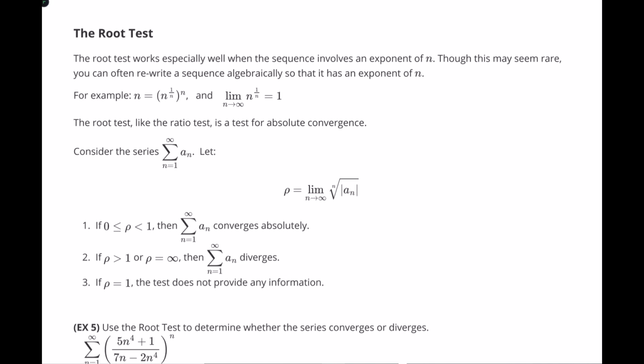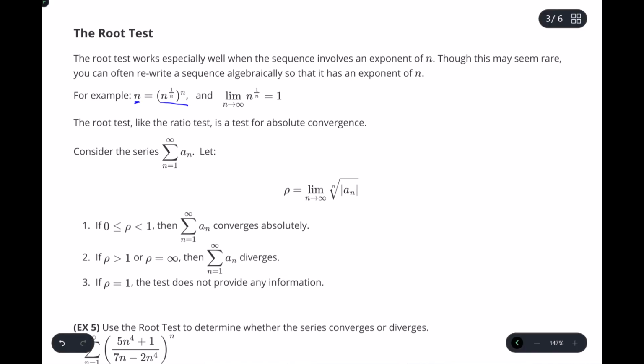Whenever your series has an exponent of n, that's where the root test really comes into play. Now, that might seem rare, but you can actually insert a power of n into a sequence using a little bit of algebra. So for instance, if you just have a term n, and you want to make that have a power of n, you can rewrite this as n to the 1 over n raised to the nth power. Because 1 over n raised to the nth power, those multiply and cancel out back to 1.